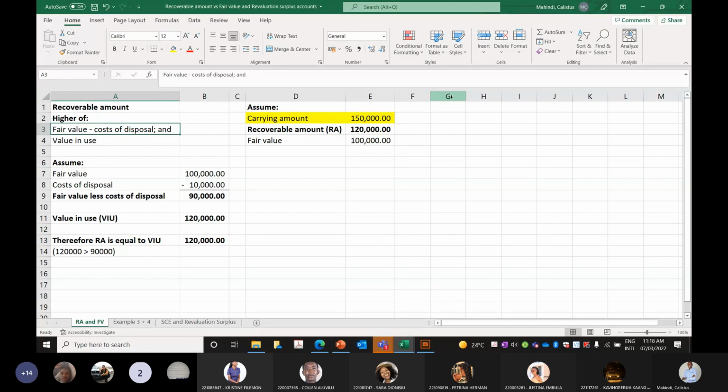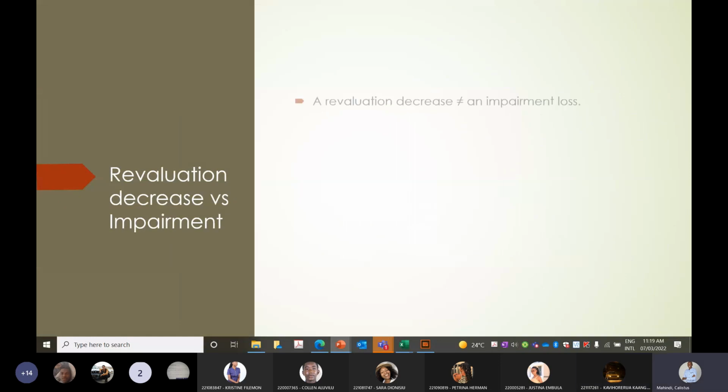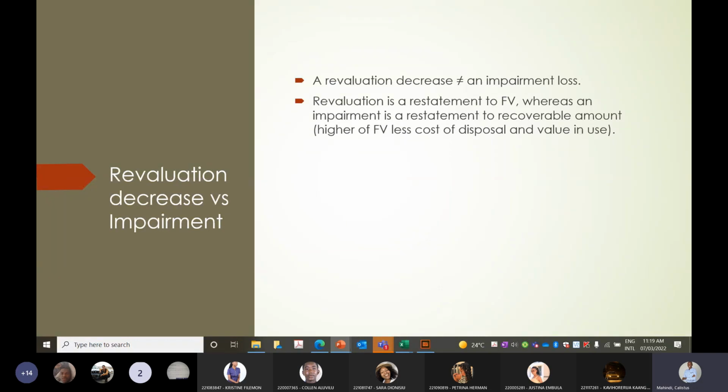All right. So don't think that just because something decreases in value, it's impaired. No, that's not it. All right. So I wanted to show you this scenario just to show you that just because you're writing something down, it doesn't mean that it is impaired. And this is what this theory here is stating. A revaluation decrease is not an impairment loss. A revaluation is a restatement to fair value, whereas an impairment is a statement to recoverable amount.